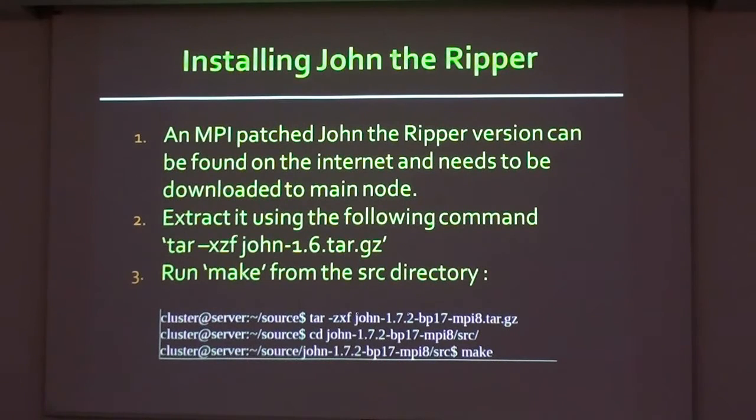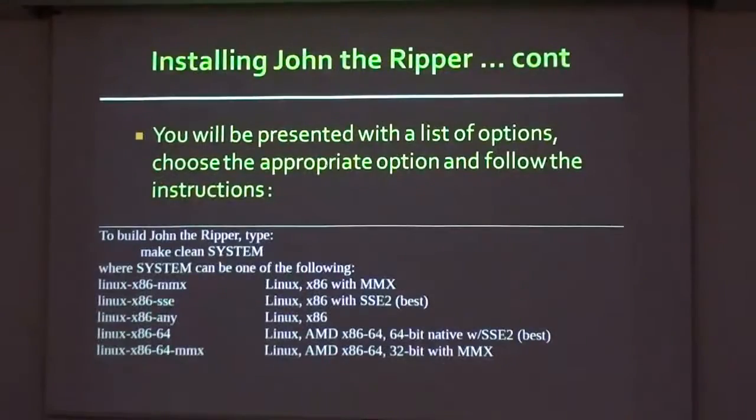Now, installing John the Ripper. In order to install John the Ripper, first download the latest version from the internet, extract it, and then run the make command from the src directory to compile the program. You will now be presented with a list of options as you can see. Choose the appropriate option and follow the instructions as per your system configuration.